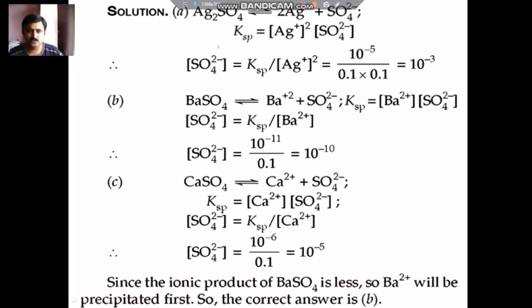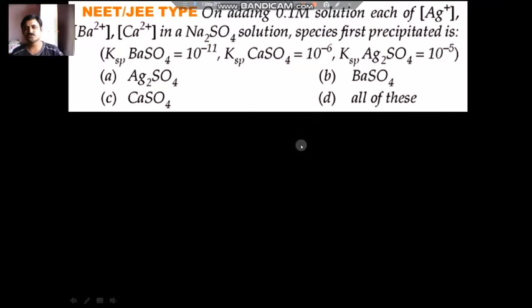Using the silver sulfate Ksp expression, we got the sulfate ion concentration as 10 power of minus 3. Using barium sulfate Ksp, the sulfate ion concentration obtained is 10 power of minus 10. Using calcium sulfate Ksp, we got a sulfate ion concentration of 10 power of minus 5. Since barium sulfate needs the lowest sulfate concentration, barium will be precipitated first. So the correct option for this question is option B.